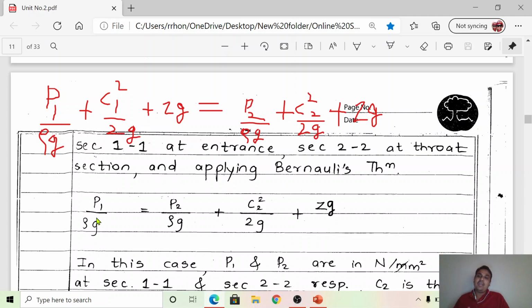So what is remaining? Only this equation, that is P1 by rho g for section 1. And similarly, what about the equation of section 2? The same equation we have written over here, that is P2 by rho g plus C2 square by 2g plus this Z g as it is.